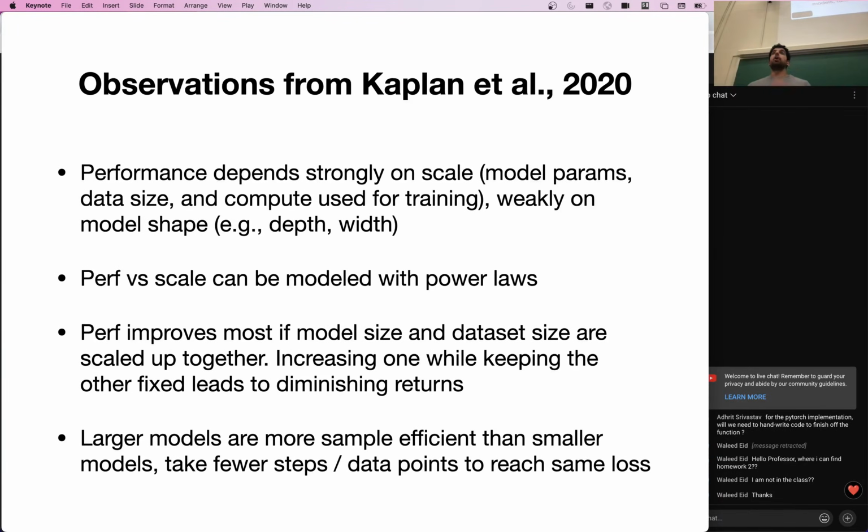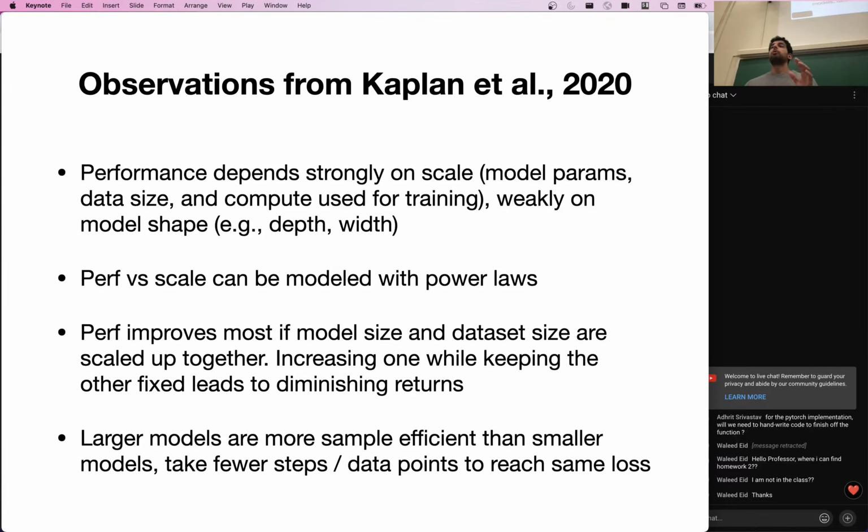So we'll start with OpenAI's paper that was released in 2020, this Kaplan et al. paper. It's called Scaling Laws for Large Language Models. And some of the highlights, the takeaways from this paper are still relevant today. So the first takeaway is that the performance of the language model depends strongly on the scale, like the total number of model parameters, data set size, and compute. It does not depend so much on the shape of the model.